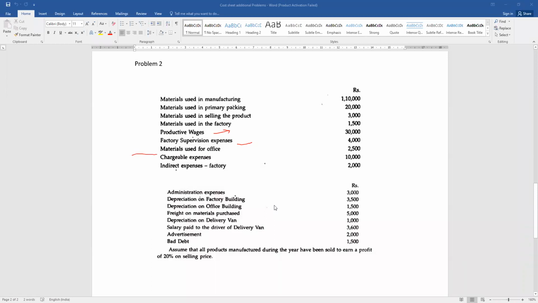Again, materials used for the office. Now the material used in the office, which will it be? They are talking about the stationery and all. So this will be part of your admin overheads. Are you getting it? These five types of material. Again, I am saying this is direct material, from which we prepare FG. These two are S&D overheads.